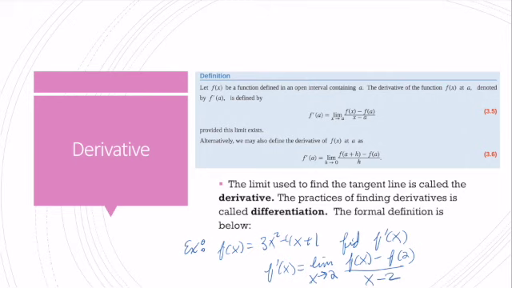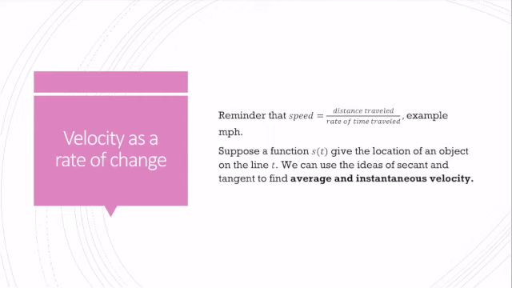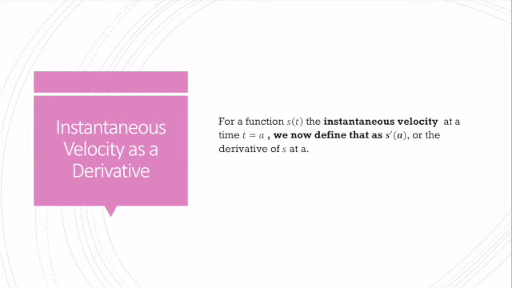Let's go over a couple examples using velocity and instant velocity. So friendly reminder that speed equals distance traveled over rate of time traveled. So for example, that's going to be miles per hour, right? That's how we'd write that as a ratio. Suppose the function s of t gives the location of an object on the line t. We can use the ideas of secant and tangent to find average and instantaneous velocity. So now for the function s of t, the instantaneous velocity at time t equals a, we'll define that as s prime of a, or the derivative of s at a.